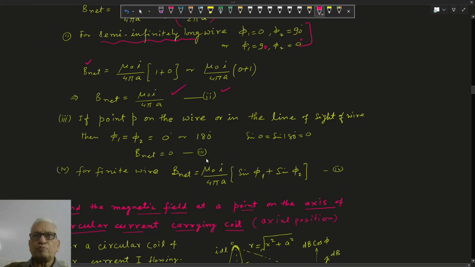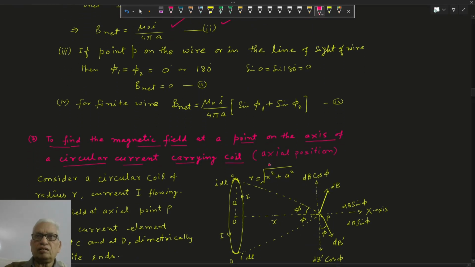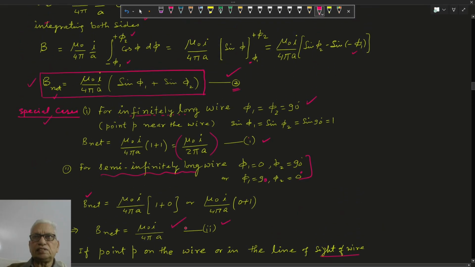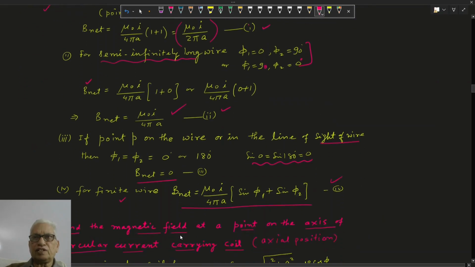If suppose point P is on the wire itself or in the line of sight of the wire, then phi 1 and phi 2 will be 0 or 180. Sin 0 और sin 180 दोनों 0 है, तो मैग्नेटिक फील्ड भी 0 हो गया. For a finite wire, the formula is the same as given by equation 2, the formula for finitely long wire.